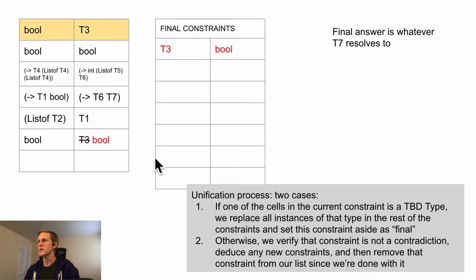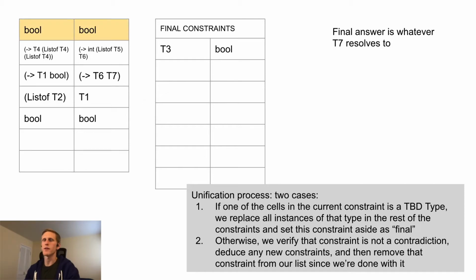This one is case 1. Because T3 is a to-be-determined type, we replace any remaining constraints that have T3 with Boolean, and then set that aside as a final constraint in this table here. Okay, Boolean, Boolean, this is case 2. We verify this is not a contradiction, and deduce any new constraints. Well, there's nothing to deduce here. Boolean matches Boolean, that's good.